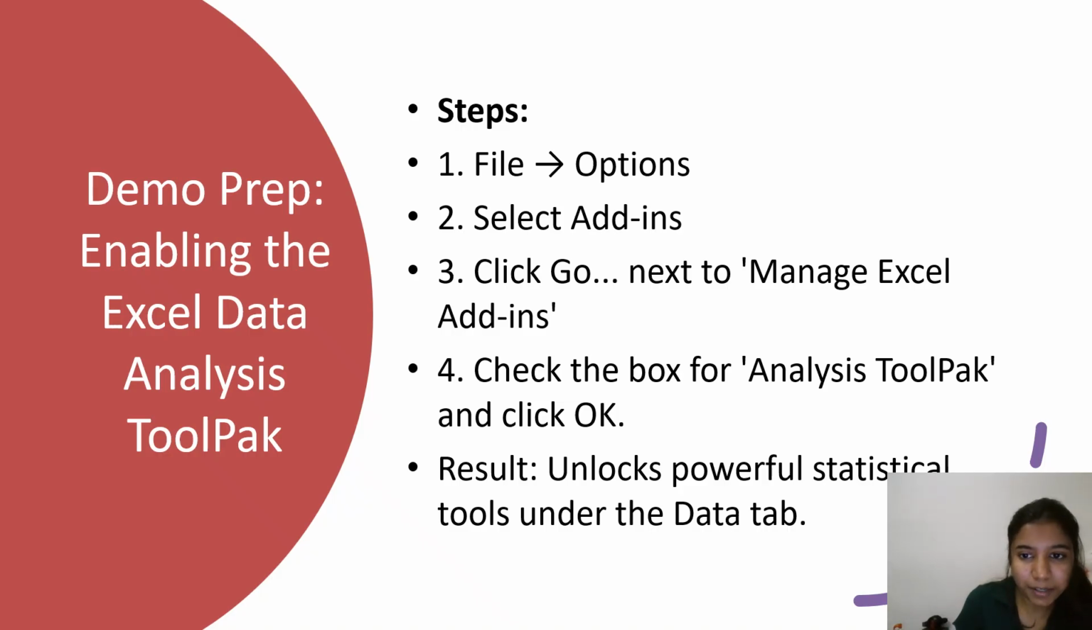It's not enabled by default, so we'll go to File, then Options, and then select Add-ins, and then click on Go. Next, in the Manage Excel Add-ins dialog, we'll have to check the box for Analysis ToolPak, and then click OK. So this simple step unlocks powerful analytics capabilities under the Data tab.